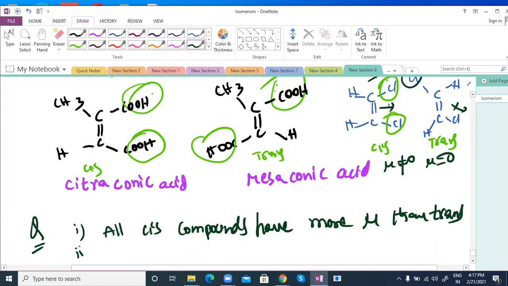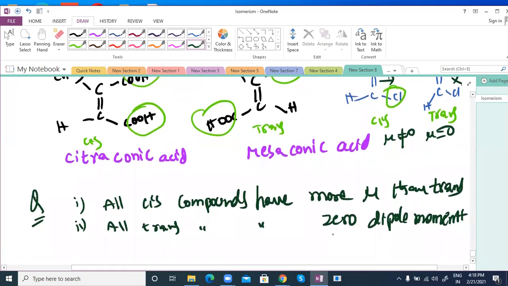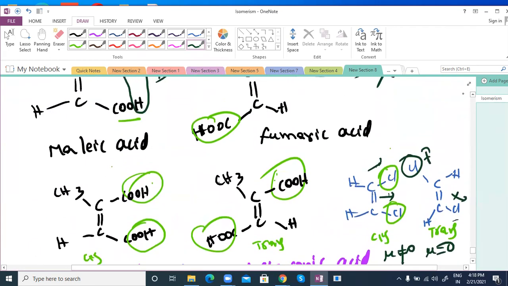Next, all trans compounds have zero dipole moment. Got it? Okay, sir, I have a doubt. Yes. Sir, for them to be cis and trans, both of the groups should be the same, right? No need to be the same. It doesn't have to be like that. No need. That's the correction of cis and trans.